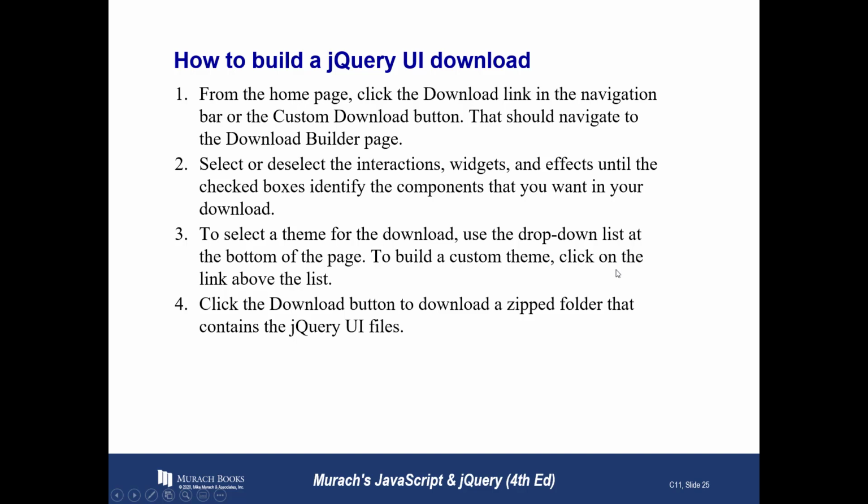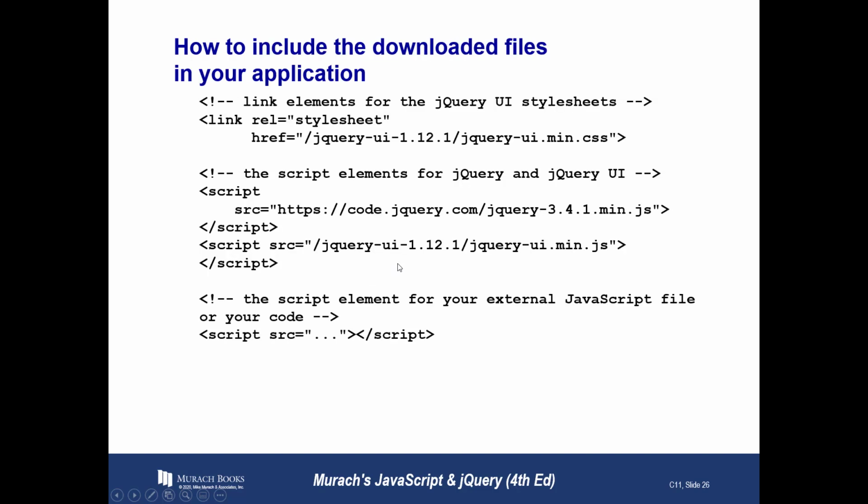So to build a jQuery UI download, as it says, from the home page, click the download link in the nav bar or the custom download button. The nav bar download link, I believe, will give you everything, and the custom will allow you to put in what you want. Select or deselect what you want. To select the theme, use the drop-down list and click the download button when you're all done.